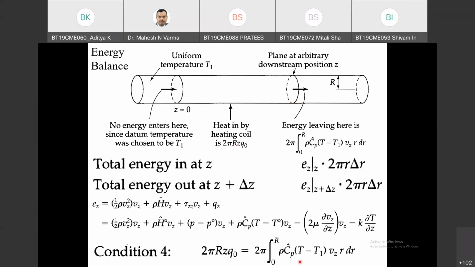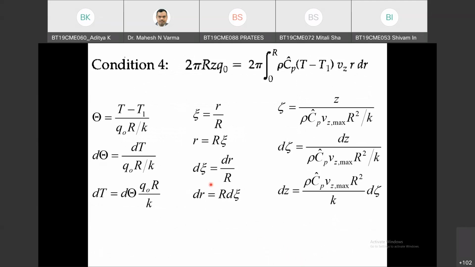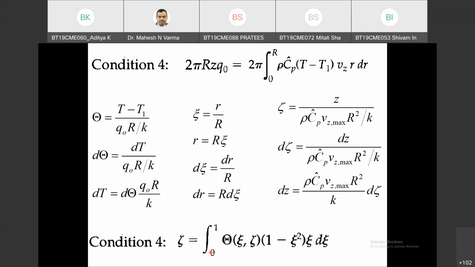Now this can be converted into dimensionless form again, using this dimensionless temperature, dimensionless radius, dimensionless length. So what is this boundary condition? Zeta will be from 0 to 1, epsilon is varying from 0 to 1. Theta, which is a function of epsilon and R, times 1 minus epsilon square, epsilon d epsilon. So this is what you will get actually.